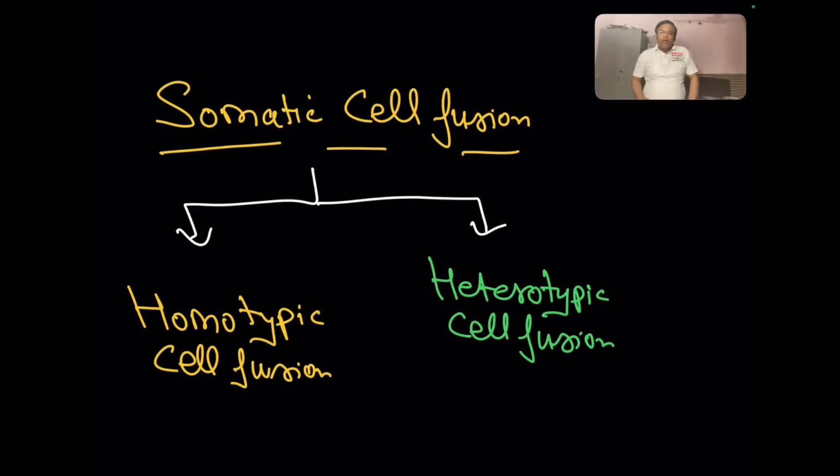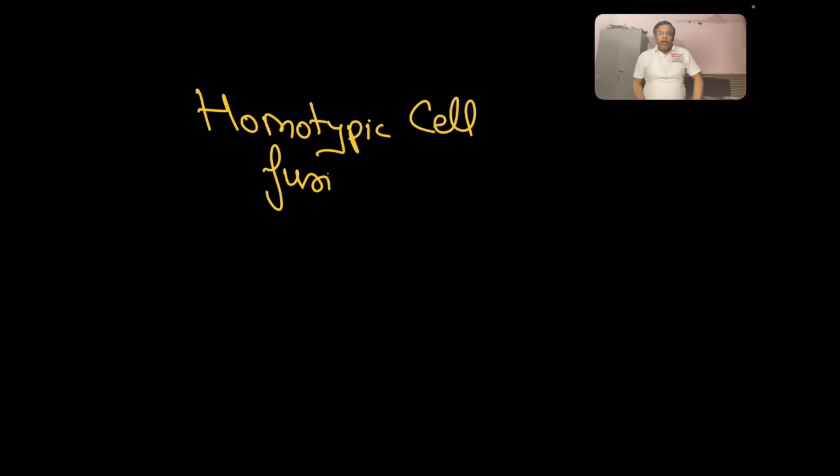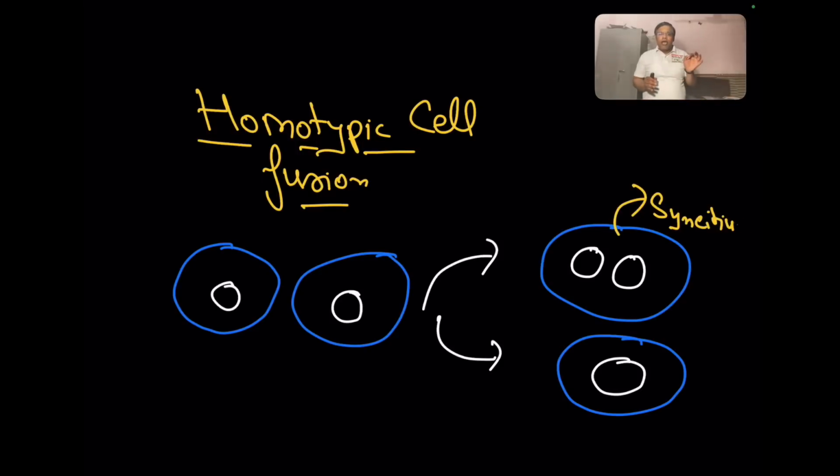If you see heterotypic cell fusion, in this case what is going to happen, two different types of cells fuse. Let's take the example of a spleen cell and a liver cell, they are going to fuse. Such type of cell fusion is known as heterotypic cell fusion. Now here I just want to tell you, in the case of homotypic cell fusion, two same type of cells are going to fuse.